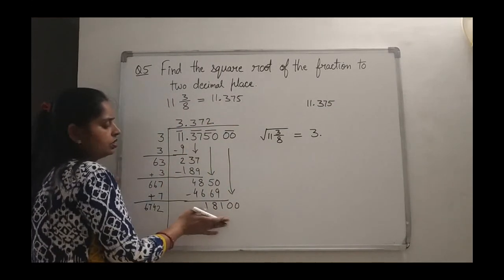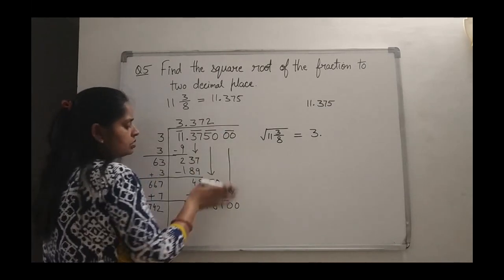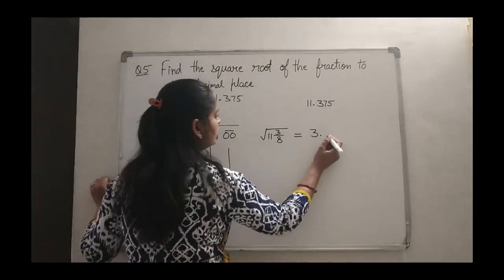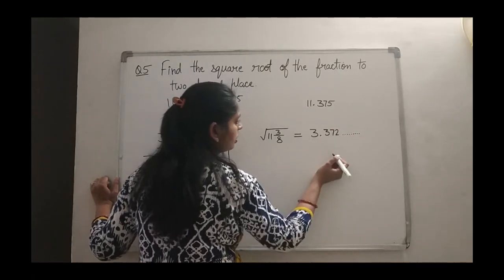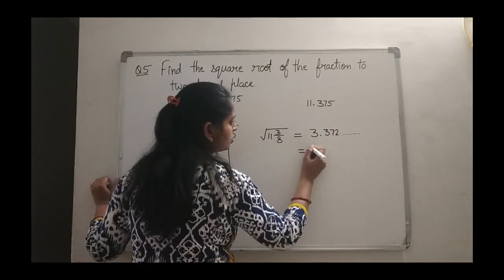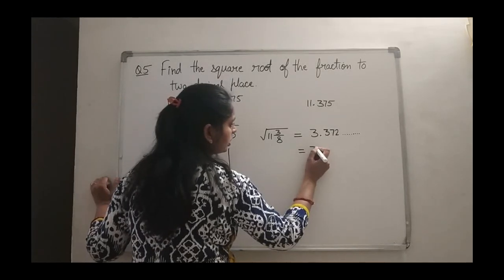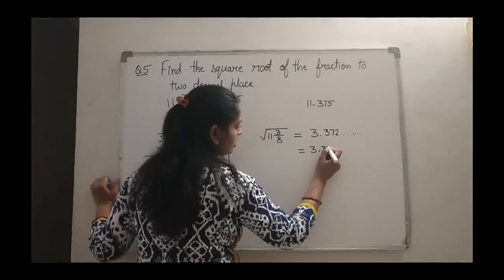The number has not ended. The decimal part has not ended. So 3.372, and this is going on. So round up to 2 decimal places. Here is 2, so your answer will be 3.37.